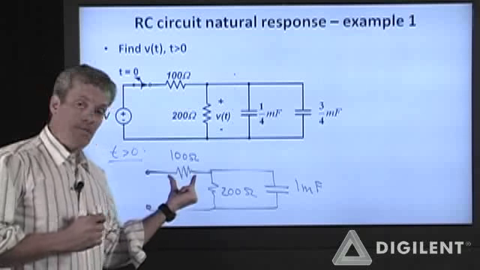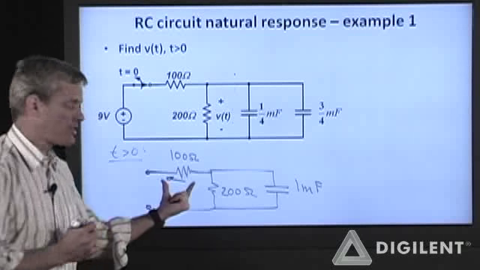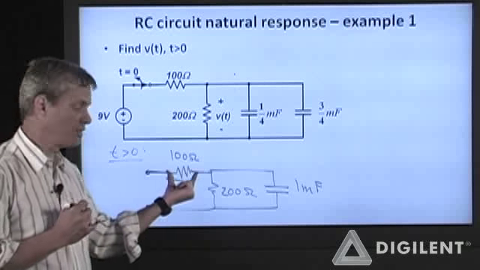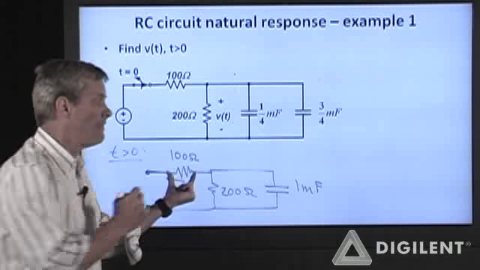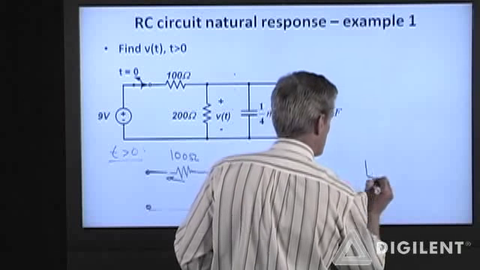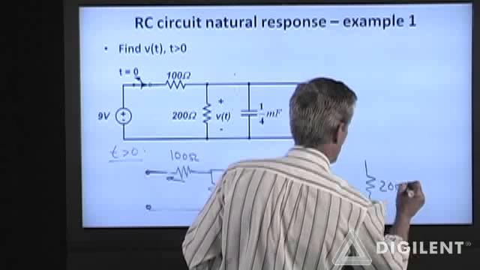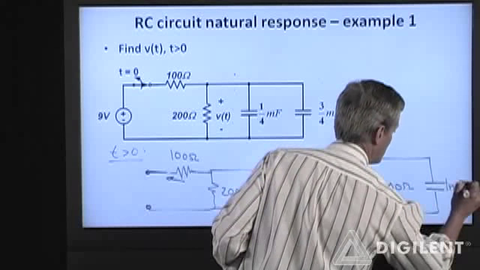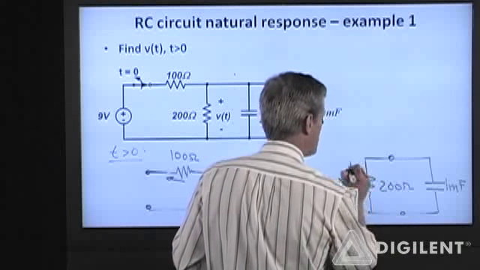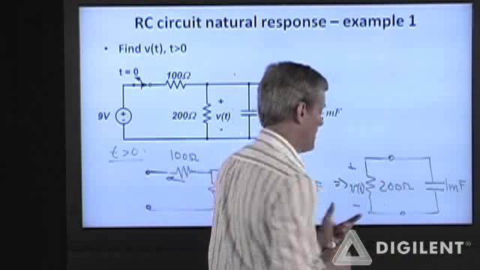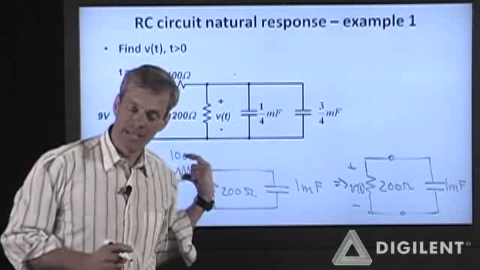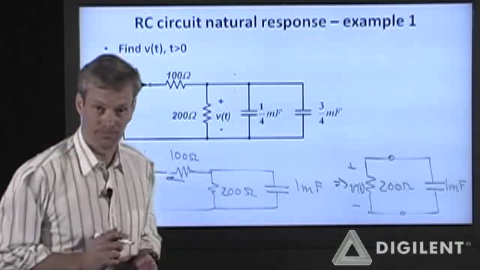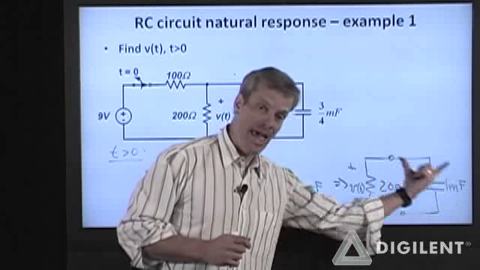Okay? This is an open circuit, so there is no current going through this resistor. The voltage difference across here is 0. This circuit is equivalent to this 200 ohm resistor in parallel with a 1 millifarad capacitor, and we want to find V of t. This is exactly the problem we did last time, except that we actually have numbers for the capacitance and the resistance. So this is the circuit we're going to be analyzing.